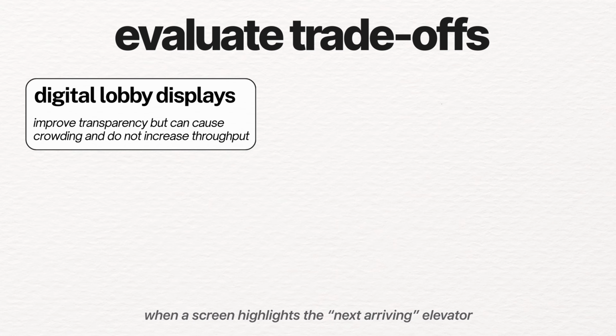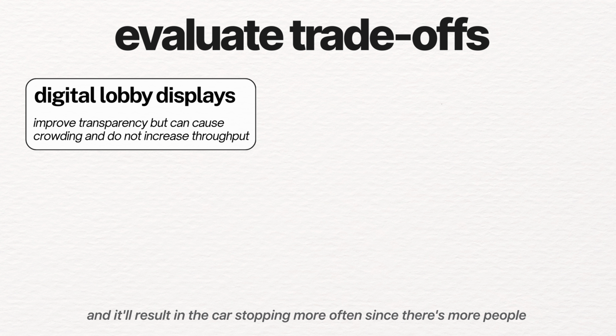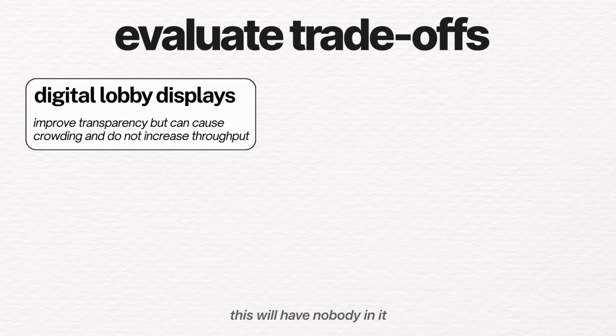When a screen highlights the next arriving elevator, people will naturally cluster around that car. However, now this car is super crowded, and it'll result in the car stopping more often since there's more people. Then let's say there's another elevator coming shortly after. Because everyone already onboarded the first elevator car, this one will have nobody in it.